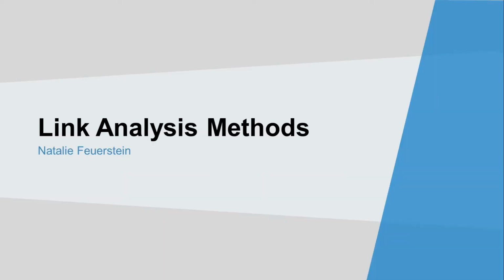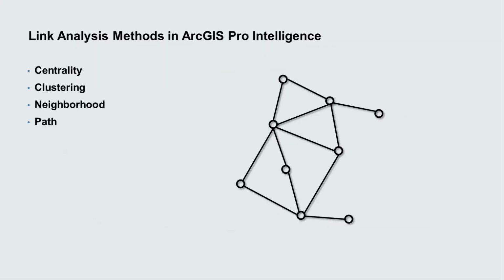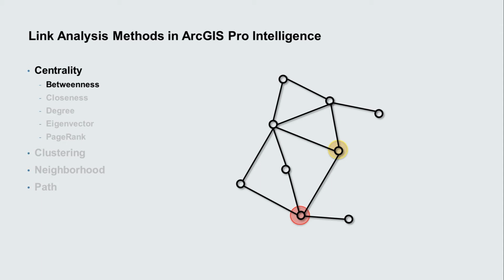So before James shows a demonstration of conducting link analysis in ArcGIS Pro Intelligence, I wanted to quickly introduce the methods that we support. These methods fall into 4 buckets: centrality, clustering, neighborhood, and path. Centrality helps you identify the most critical or influential entities in a network. Centrality is often used to analyze social networks.